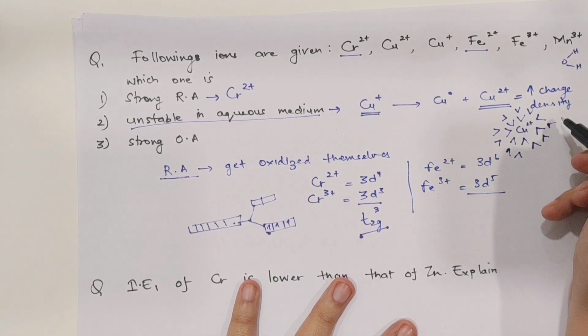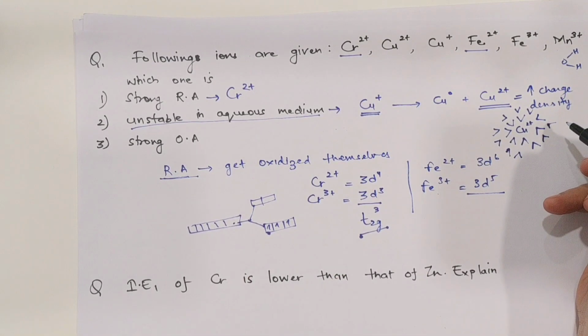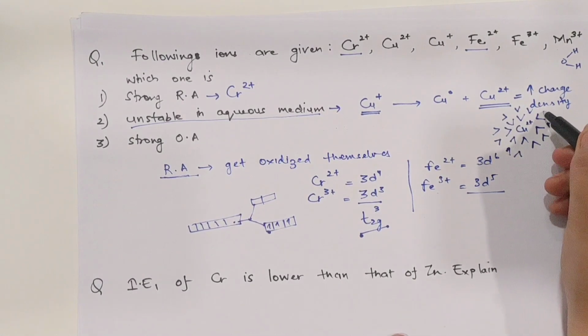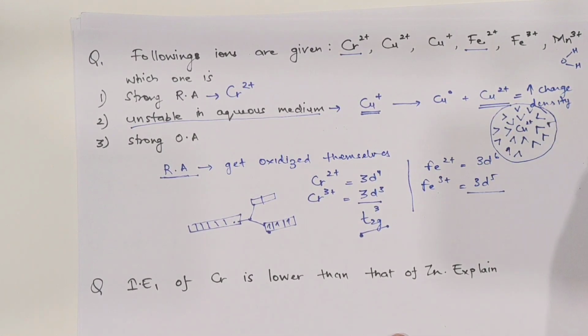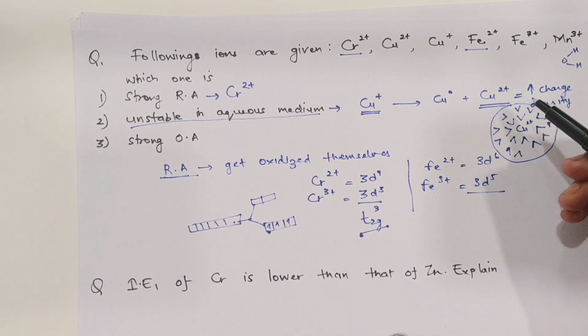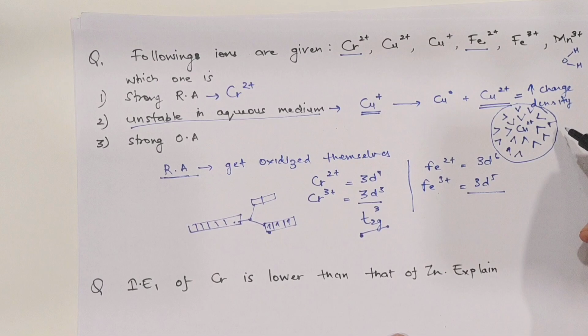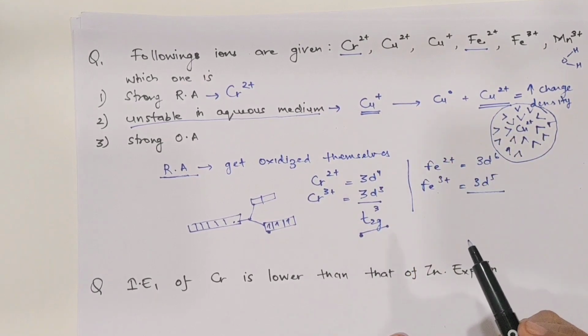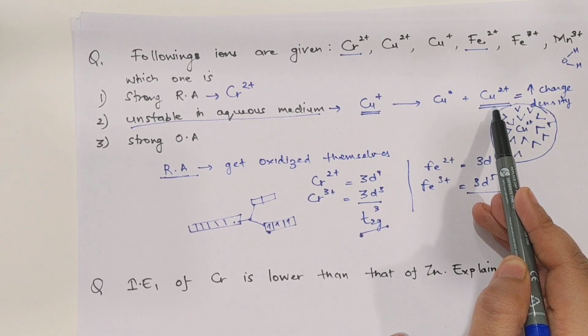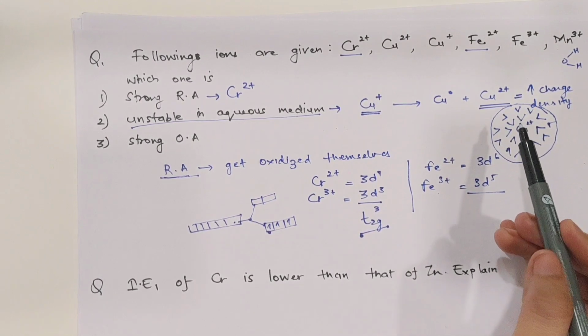This hydration energy basically is released. If it's released, that means it's stabilizing the whole situation. Okay, so copper 2 plus is stabilized by a large release of hydration energy. Why is copper 2 plus heavily hydrated? Because it has high charge density, much higher than copper plus. That is why in aqueous medium, copper plus readily changes into copper 2 plus.